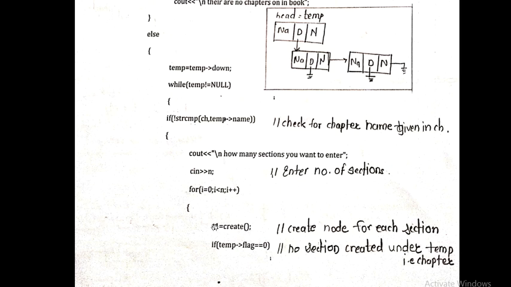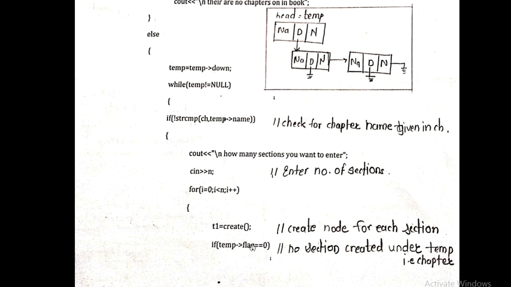So we are creating the node T1. Then I am checking whether the flag of that chapter is 0 or 1. If it is 0, it means no sections are included in the chapter. If it is 1, it means some sections are already available under that chapter, right? So we have created the node. Now we check whether any section is created under temp. Temp means chapter, so temp is now my chapter node. This second node is now temp because we have done temp equals temp of down. So this is my temp variable.